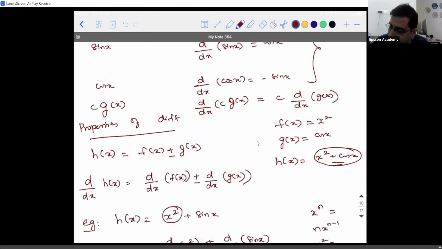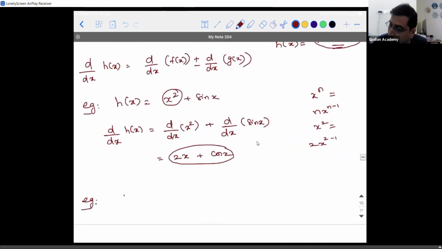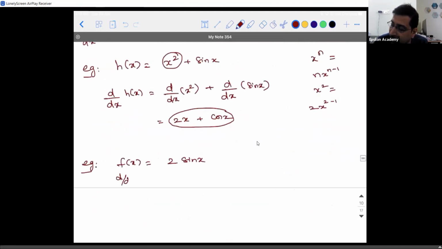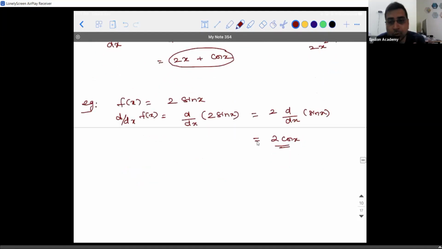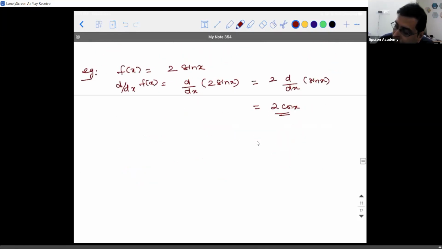So example, if I say f of x is equal to 2 times sin x, what is d by dx of f of x? It is d by dx of 2 into sin x. But sin x is a function, 2 is a number, which is a constant, so 2 can be taken out. 2 into d by dx of sin x. What is the answer? It will be 2 times cos x. That's the answer. Am I clear? So this is 2 times cos x. Okay. Next.